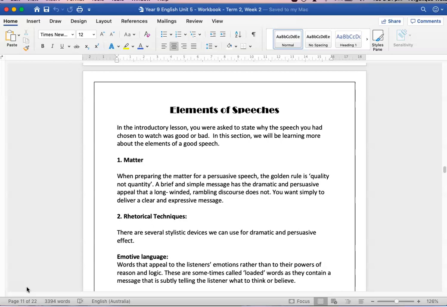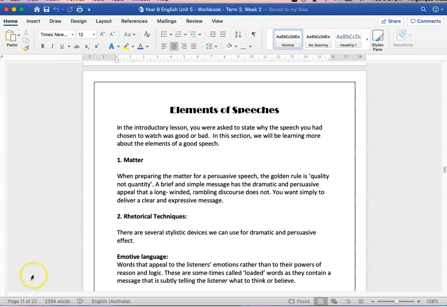So firstly, let's have a look at matter. When preparing the matter for a persuasive speech, the golden rule is quality, not quantity. In other words, less is more. A brief and simple message has the dramatic and persuasive appeal that a long-winded, rambling discourse does not. You want simply to deliver a clear and expressive message.